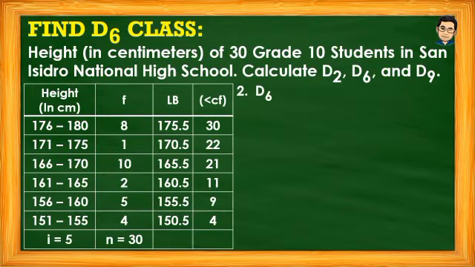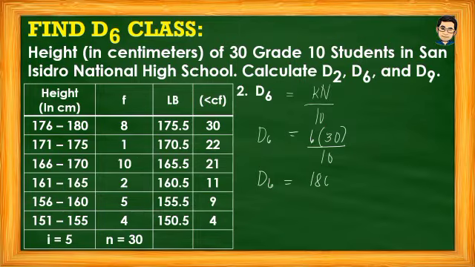So, let us now proceed to D sub 6. So, the first thing that we need to do here is to locate the position of the D sub 6 class. So, kn over 10. So, k is 6, since D sub 6 ang hinahanap natin, and then n is 30 all over 10. And then, 6 times 30 is 180. Divided by 10, so, D sub 6 class is equal to 18.